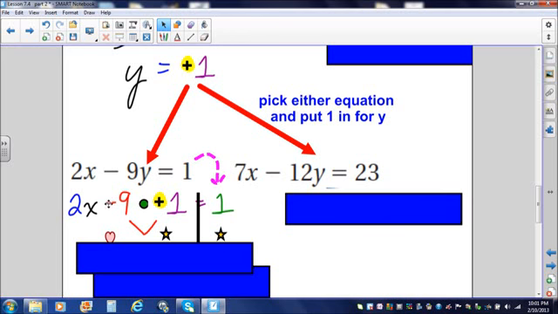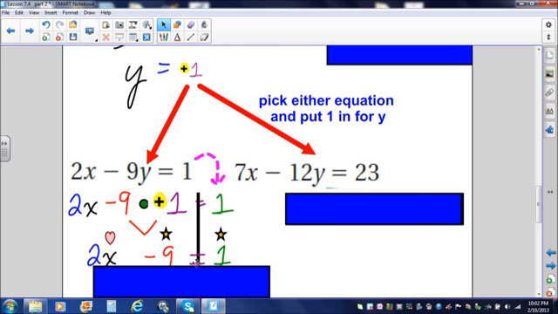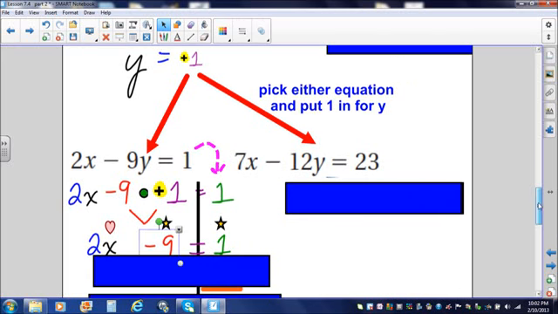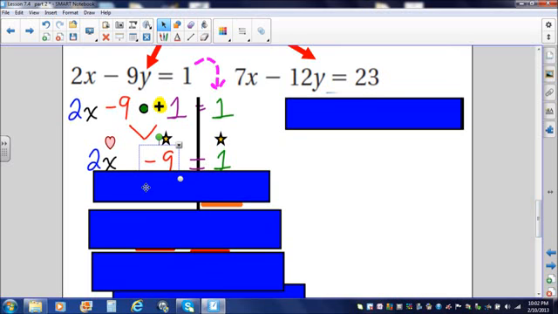2x minus 9 times positive 1. Take out the y, put in a positive 1 for it. Negative 9 times positive 1 gives me negative 9. Copy the rest of your problem.